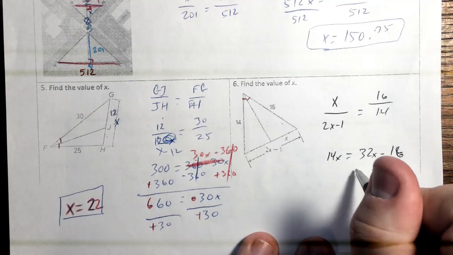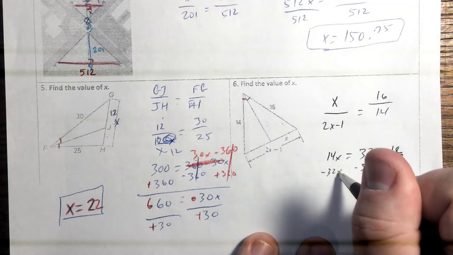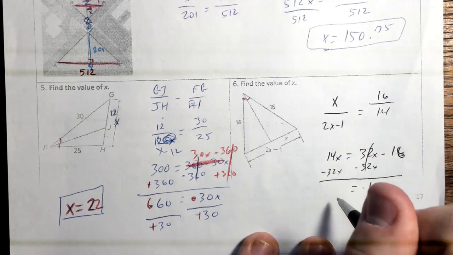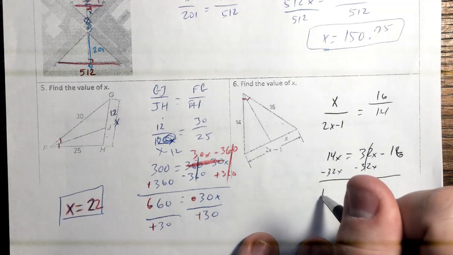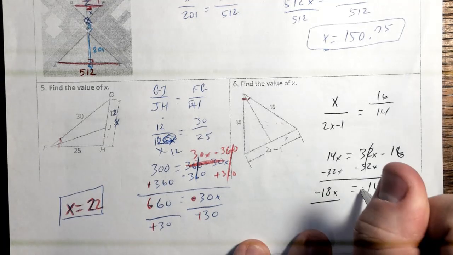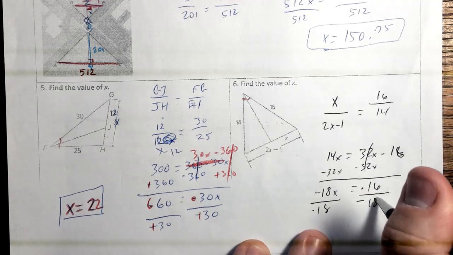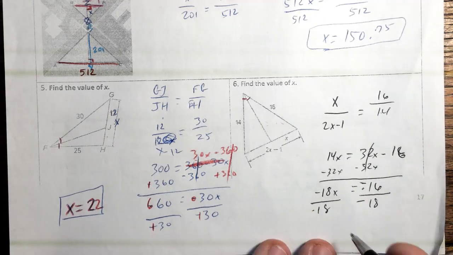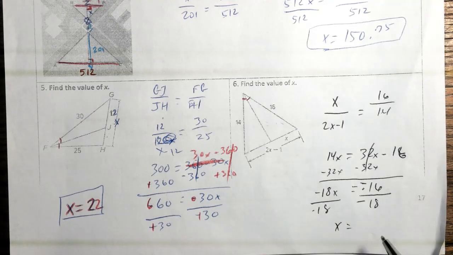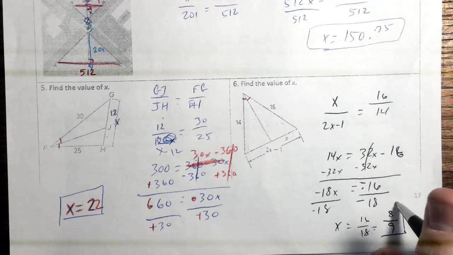All right, let's just do the double negative again. 32x, subtract both sides, you get negative 18x equals 16. Negative 16. Divide both sides by negative 18, and x equals negative 6. Well, the two negatives cancel out, so you got 16 over 18, which reduces down. 2 goes into 16 8 times, into 18 9 times. So x equals 8 over 9.